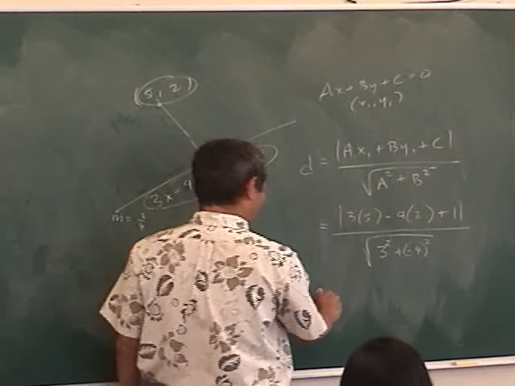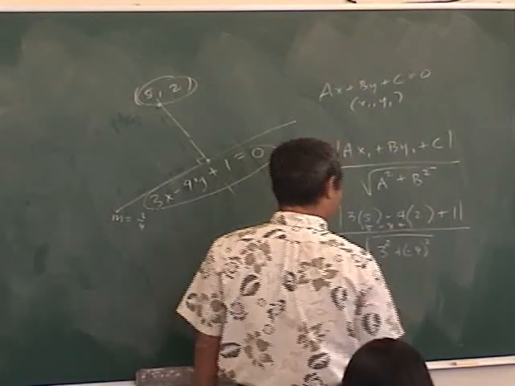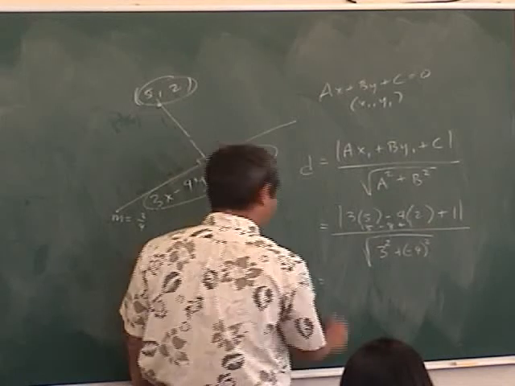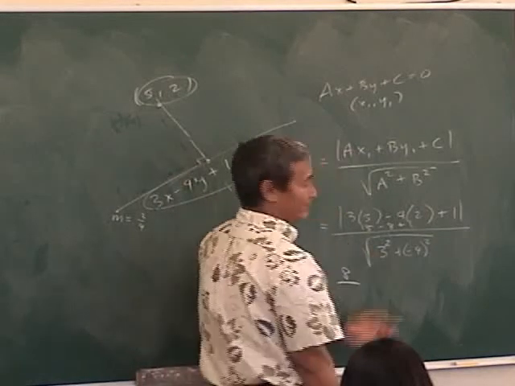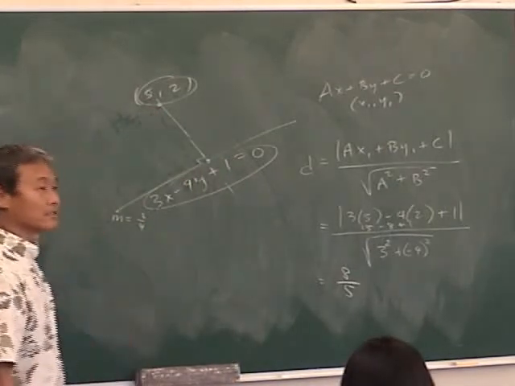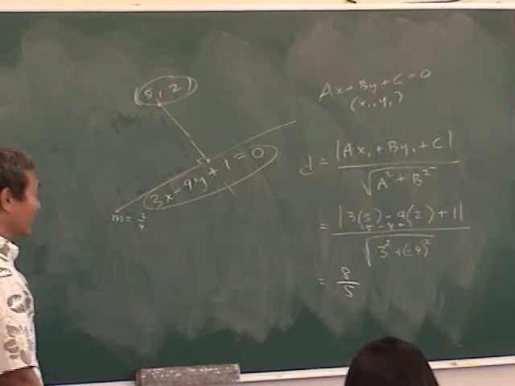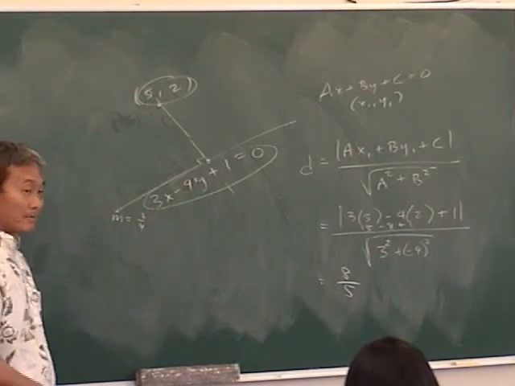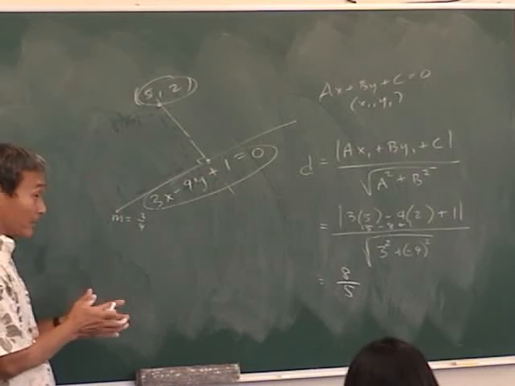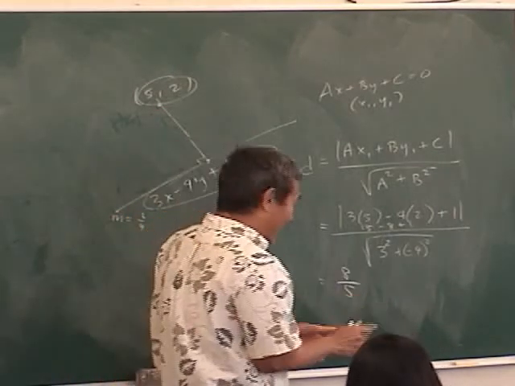Okay, can you compute this? Let's see. What is this? 15 minus 8 plus 1 is 8. And 3, 4, 5. So this distance is 1.6. Isn't that way faster than the first one? But you have to know that formula. So I'm telling you right now, you gotta know this formula. You must commit this to memory, just like the quadratic formula.